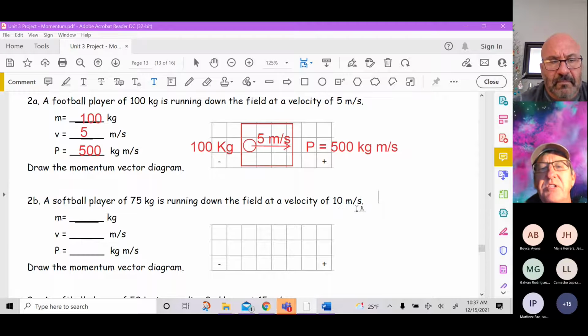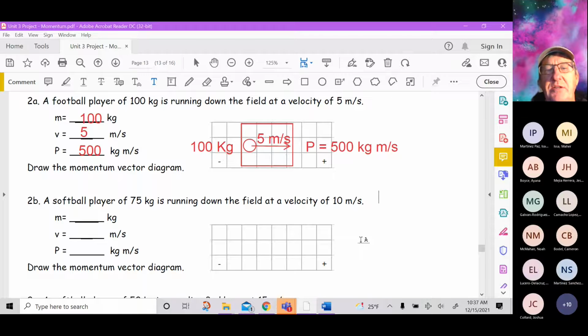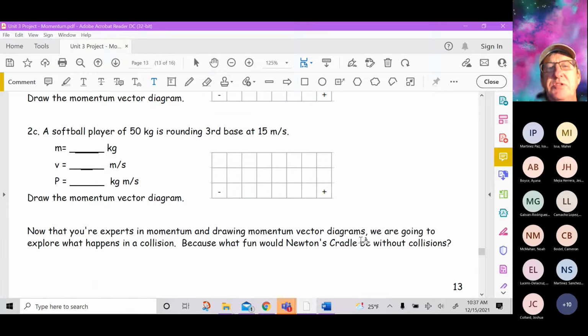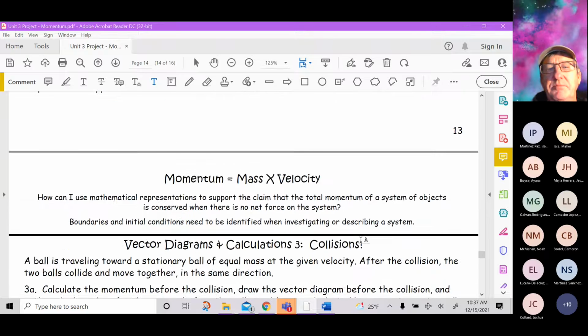Velocity, 10 meters per second. That means this arrow should be bigger than this arrow. Okay, just to keep that in mind. So these are just more practice problems.